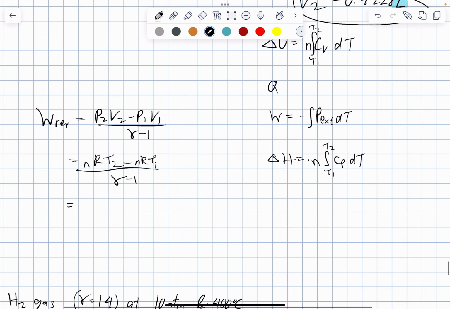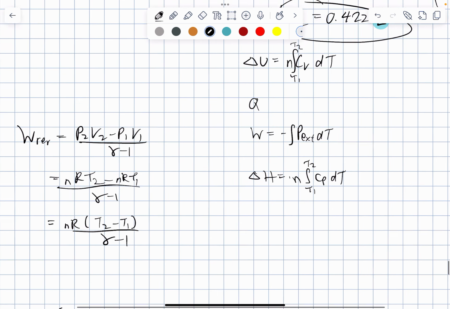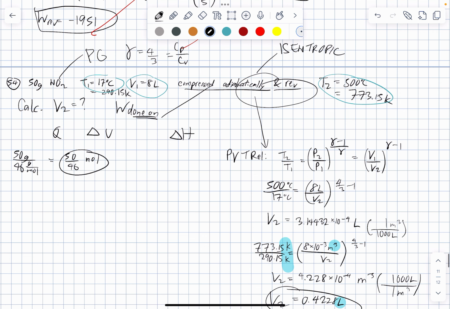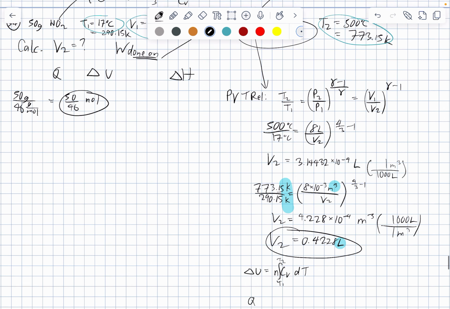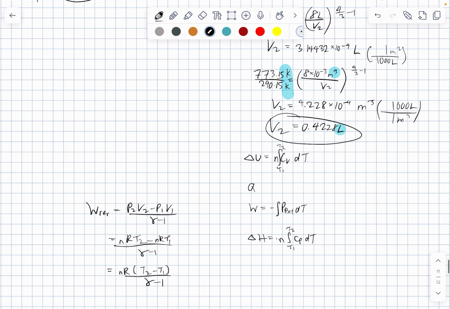So, nR(T2 minus T1) over gamma minus 1. Whatever applies most conveniently. That is for the work reversible, no? Is that what we're looking for? No. This is what we're looking for. Let's see what we can do.